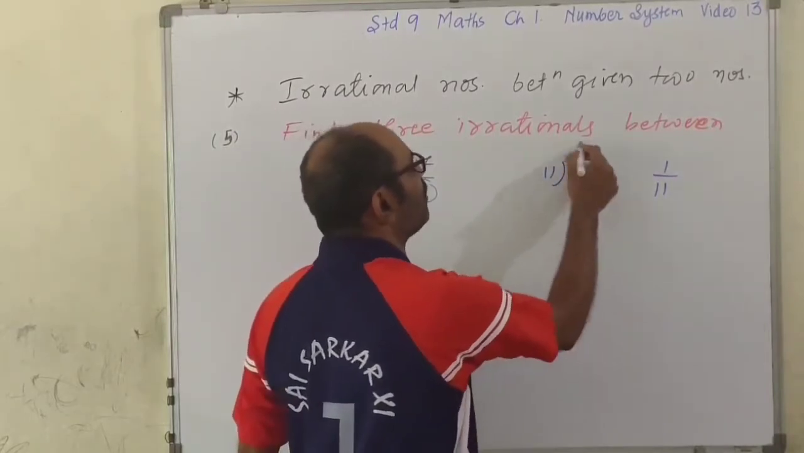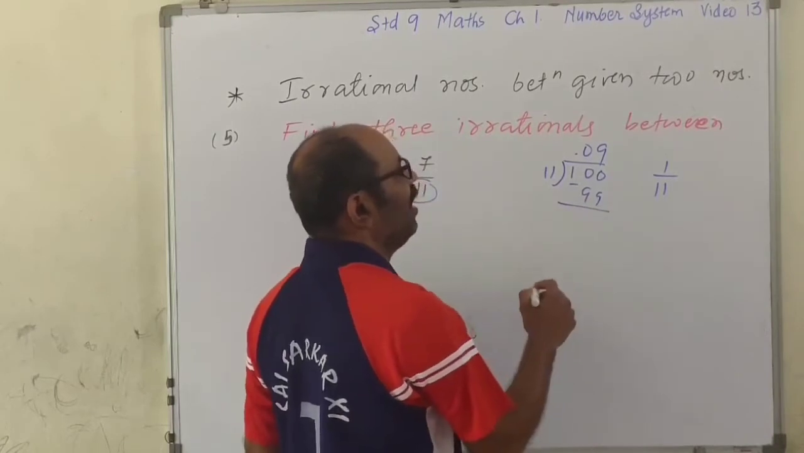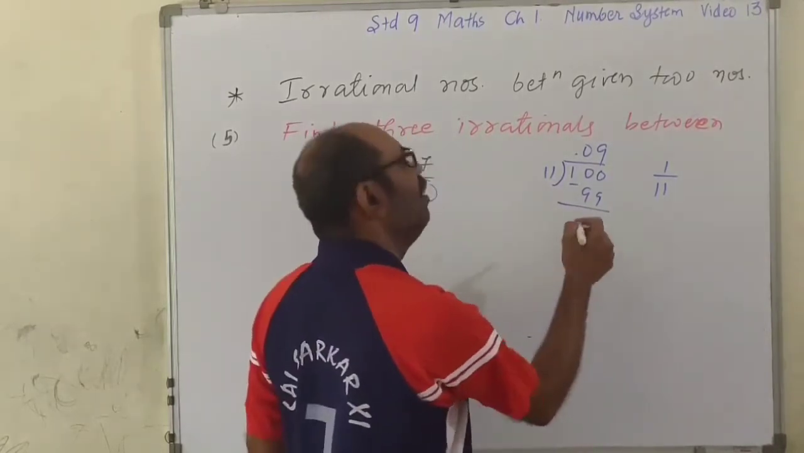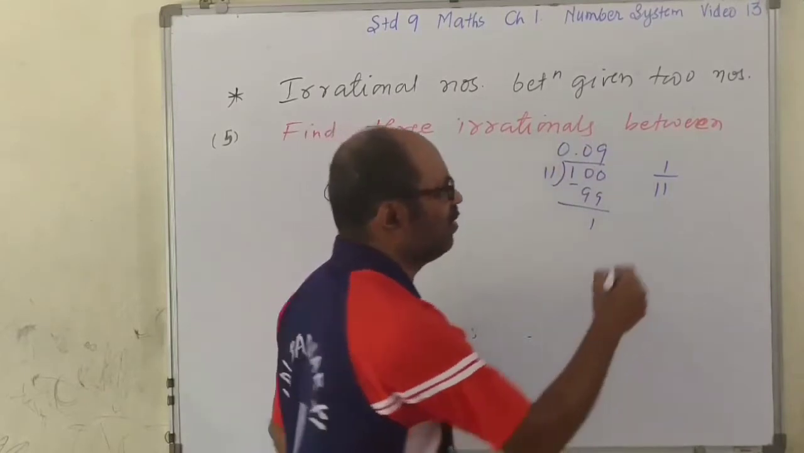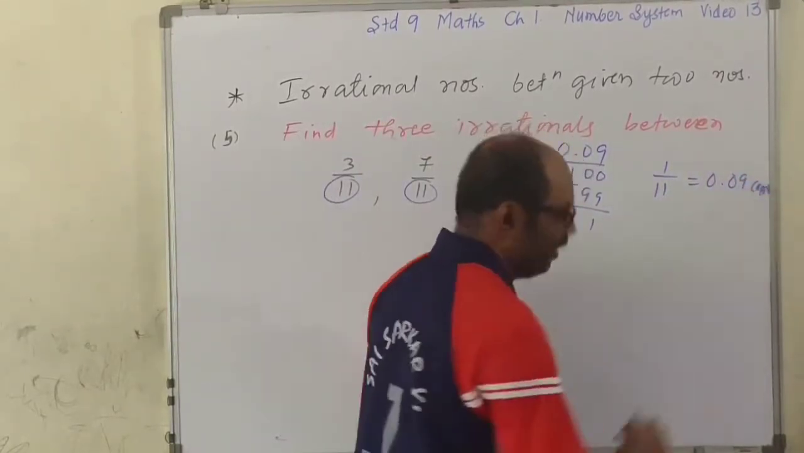0.0. Not divisible, so still 0 and 0. 9s are 99. Alright? Okay? 1 finished. You got 2 places of decimal. So this is 0.09 approximately.